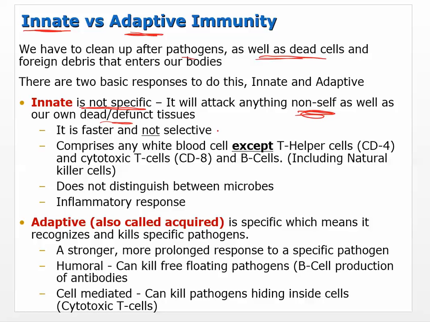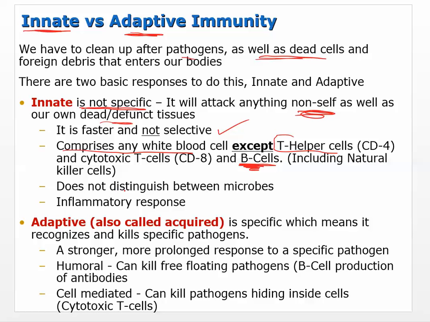It is faster, and it's faster because it doesn't really have a big, long decision-making process. It says, are you self? Are you from this body? Or are you from a human, really? And if the answer is no, it takes it out. Okay, so they comprise any white blood cell except the T cells, the T helper cells, the CD4 and the CD8, and the B cells. So anything that isn't these B cells or T cells is going to be considered part of the innate immune system.